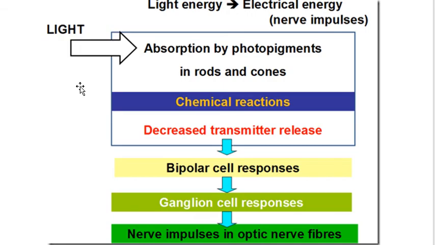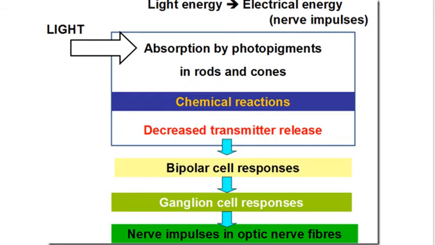We have light. There's absorption by photopigments in the rods and the cones. Then there's the chemical reaction, which leads to a decreased transmitter release. And because there's a decrease in the neurotransmitter, we have the bipolar cells responding, and they will initiate action potentials in the ganglion cells. And now we have an action potential in the optic nerve.